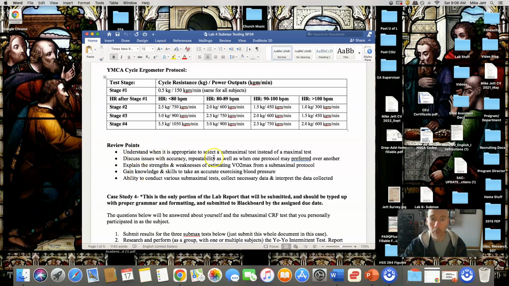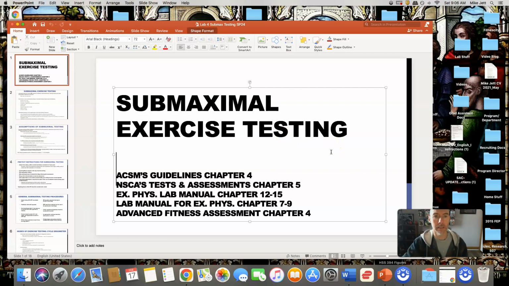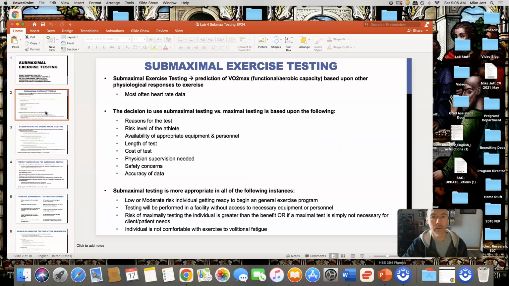Okay, so the first review point is to understand when it is appropriate to select a submax test instead of a max test. So let me switch over to the PowerPoint and let's just scroll down, and there it is, slide number 2. So there is a list here, right? I would say in general, we want to consider what the goal of the test is, who the population is, right? The population will largely dictate what we're going to do.